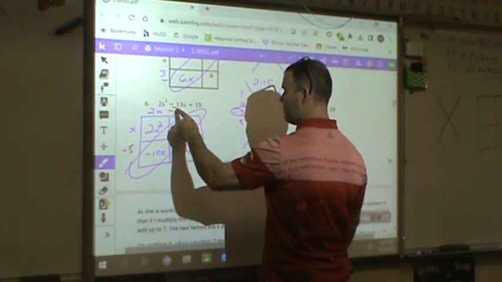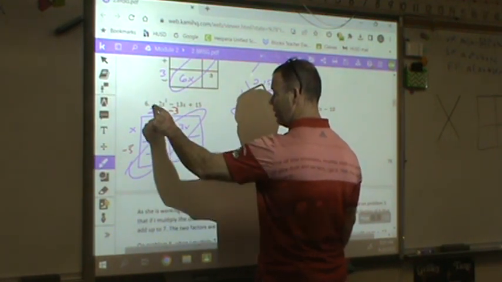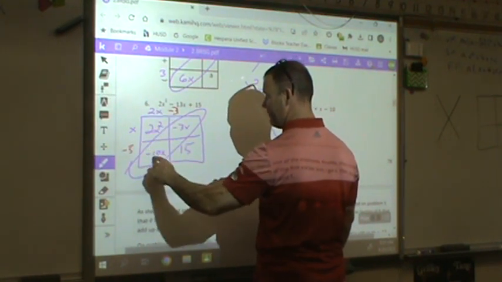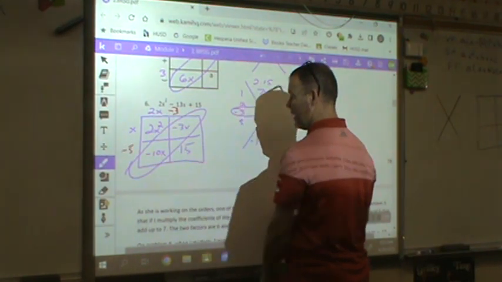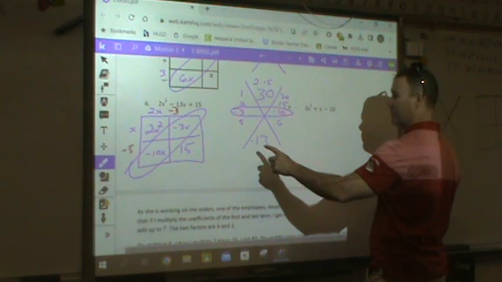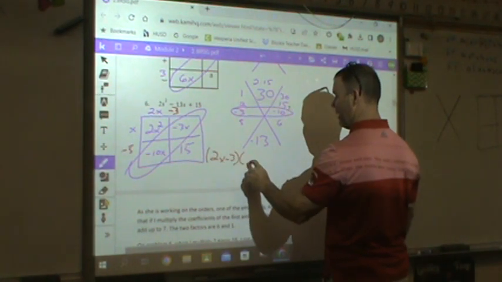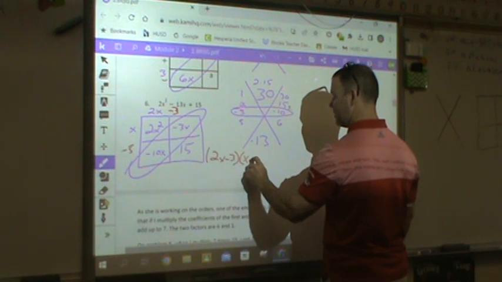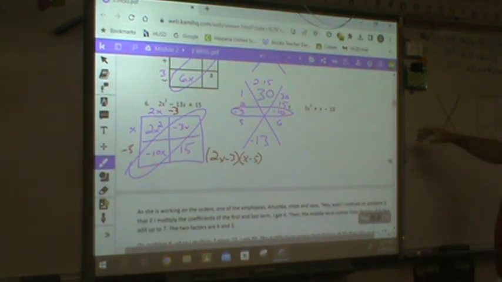Okay? X times negative 3 gives me negative 3x. So it takes care of the top. 2x times negative 5 is negative 10. And what's negative 5 times negative 3? That's a positive 15. You have factored correctly. You have 2x minus 3, and you have x minus 5. Those are your factors. Right?